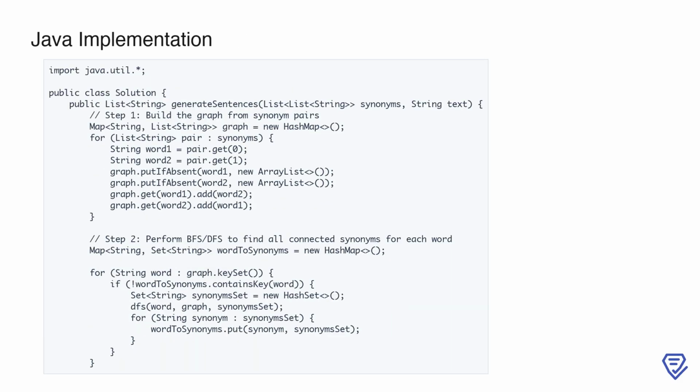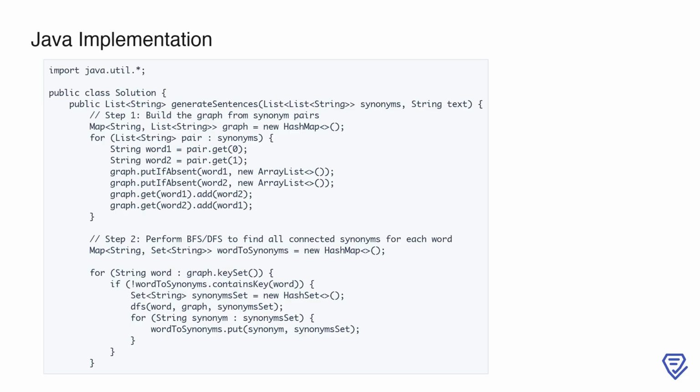Here, we begin by defining the main method generateSentences, which takes a list of synonym pairs and a target string text. The first step is to build a graph representation of the synonyms. We use a hash map where each word is a key, and its value is a list of words that are directly synonymous with it. To populate this graph, we iterate over each pair of synonyms, ensuring that both words are initialized in the graph and then linked to each other by adding them to each other's adjacency list.